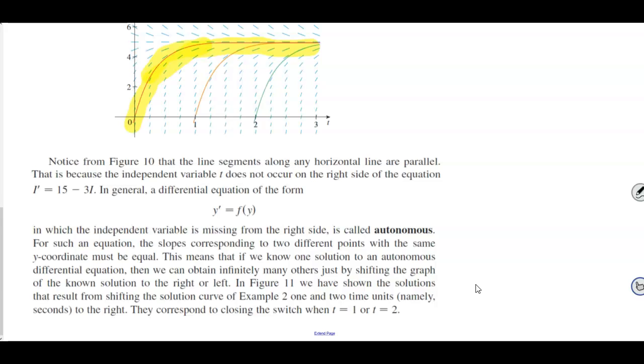This means that if we know one solution to an autonomous differential equation, then we can obtain infinitely many others just by shifting the graph of the known solution to the right or left. In figure 11, we have shown the solutions resulting from shifting the solution curve of example 2 by 1 and 2 time units, namely seconds, to the right. They correspond to closing the switch when t is equal to 1 and when t is equal to 2.